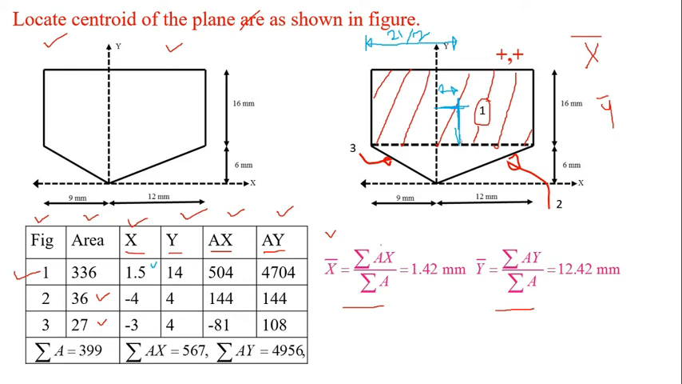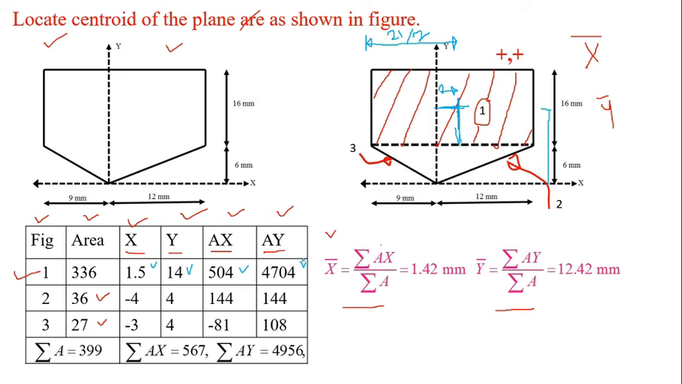But now for the given problem we are measuring this distance y from the x axis. So this is the total distance we are supposed to write in the table, which is 8 plus 16 by 2, sorry, 8 plus 16, 14. So 14 is written in the table, and then calculate Ax and Ay for figure number 1.